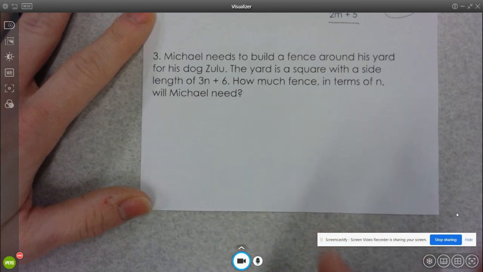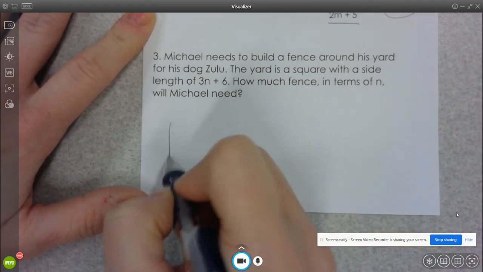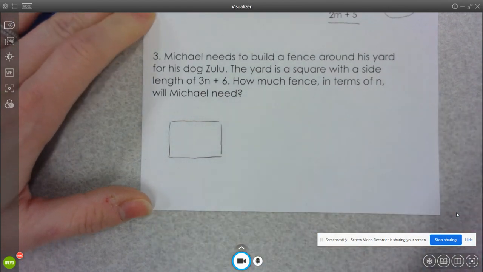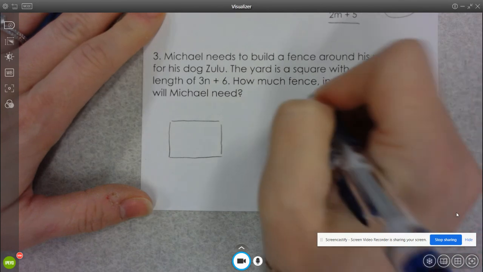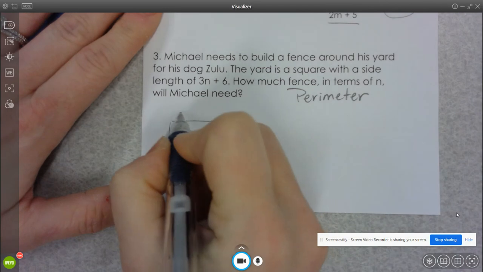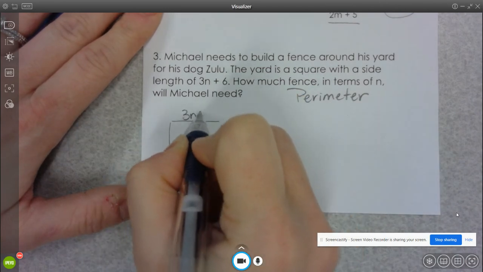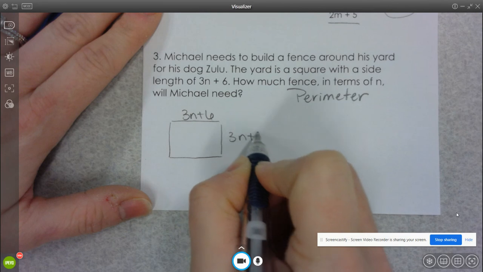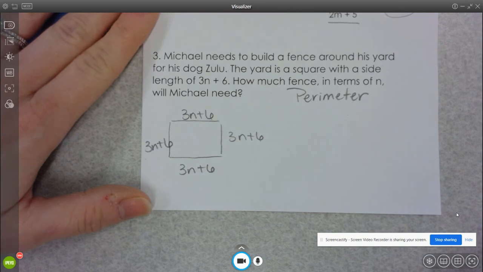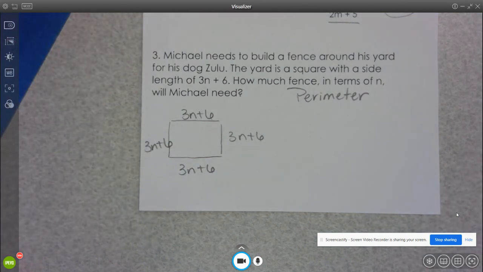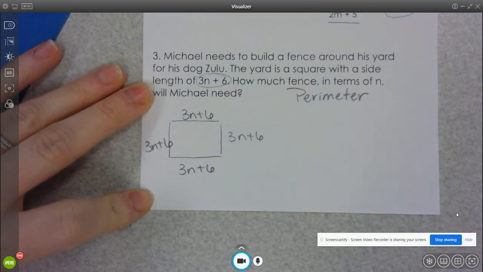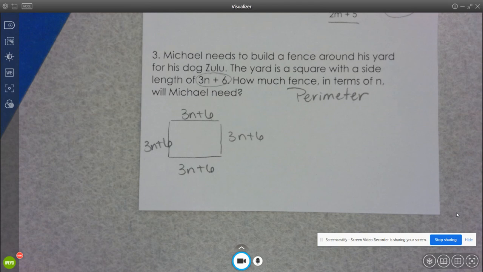And finally, we're building a fence around a square yard. Since it's going around the whole yard, this is perimeter. So all of these sides are 3n plus 6. So you could add them up together 4 times, or you could multiply this by 4 since it is a square. And either one of those methods will get you to the same answer.